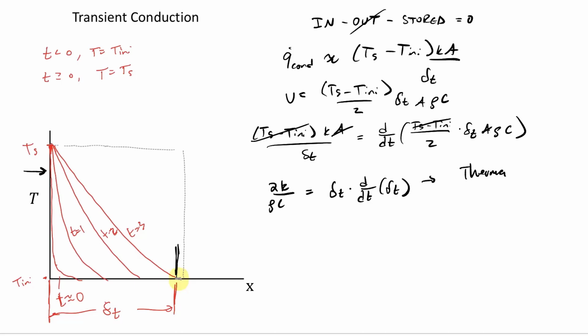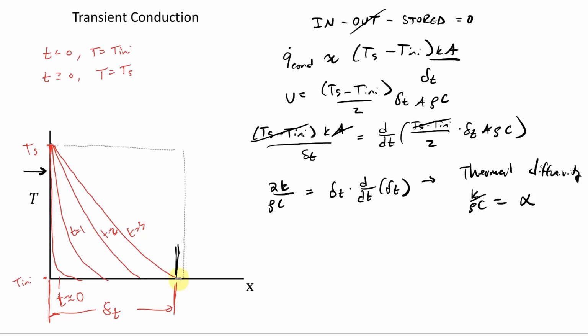Thermal diffusivity is equal to k over rho C, and we'll call that alpha. All right, thermal diffusivity has the term alpha. The units are what, meters squared per second? You do the calculation there.